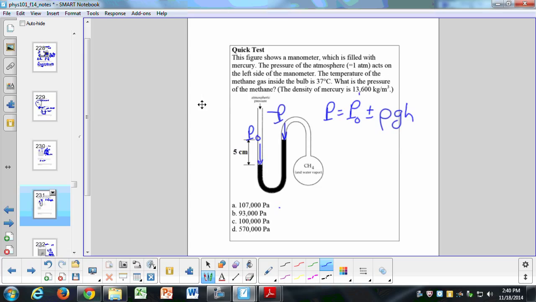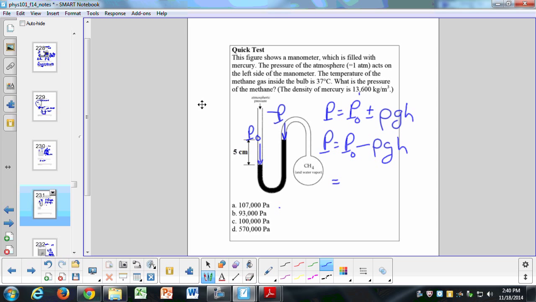So when I'm calculating P, I'm not going to use the plus sign. I use minus. I say P is equal to P0, which is the bigger of the two pressures, minus this value. And this rho g h is represented by the height of this column. So P, the pressure of the methane gas that I want to know, is equal to P0 minus rho g h. And then it's just a matter of putting in the numbers.